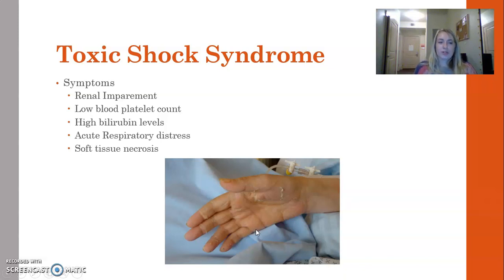So one of the first symptoms is renal impairment. You get a low blood platelet count, and your bilirubin levels are really high. Your soft tissue starts to die, like we see in this picture right here. Her hand, the skin on it, is kind of starting to slough off because it's essentially dying. Furthermore, it can cause acute respiratory distress.